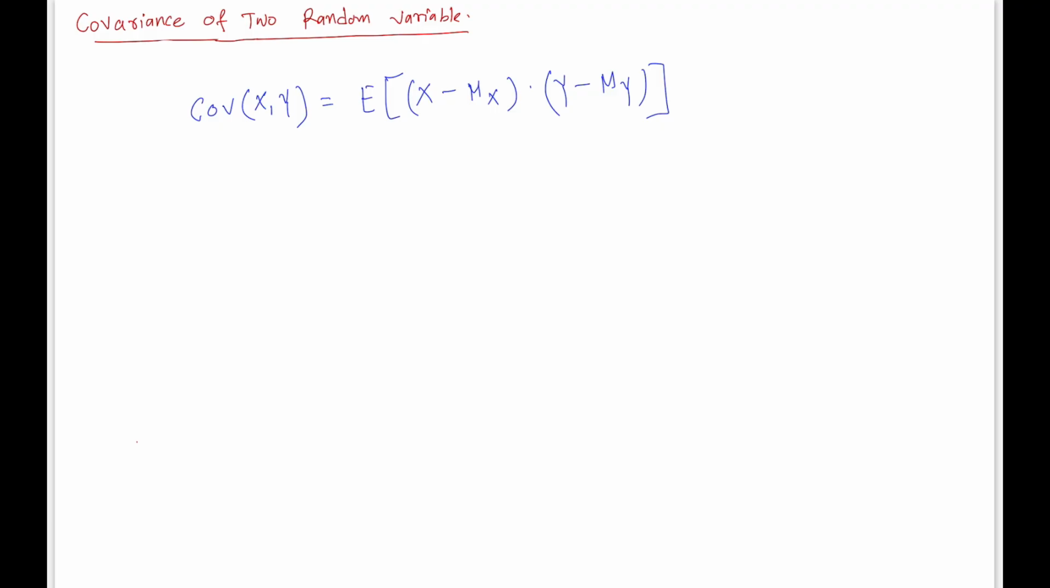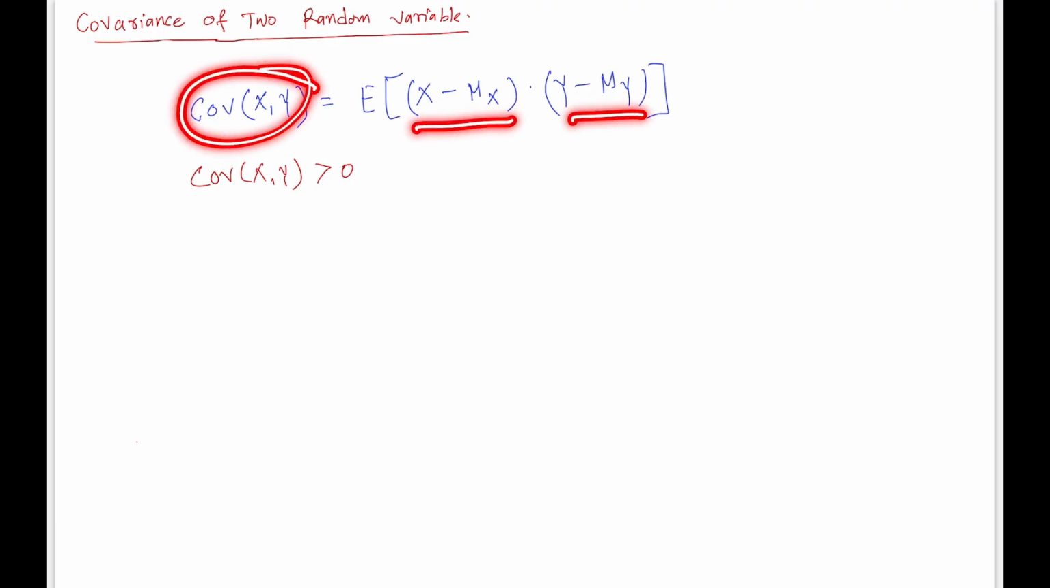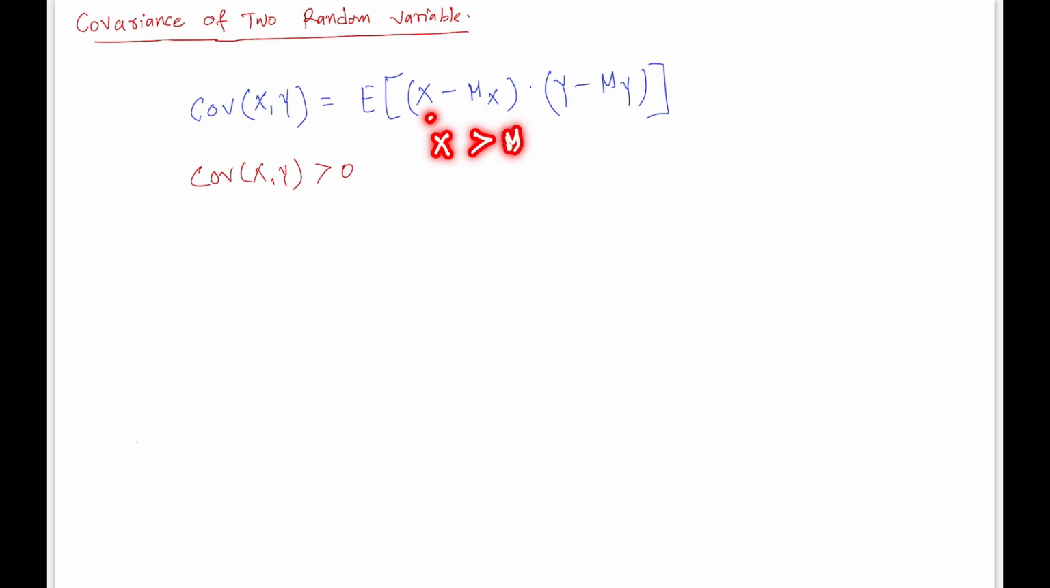Let's try to get an insight into what kind of information we are getting from this covariance. Suppose the covariance of the random variables x and y is greater than 0. What can we say about the product of these deviations on average? If the covariance is greater than 0, then on average x takes a value that is greater than its mean, and y also tends to take a value that is greater than its mean.